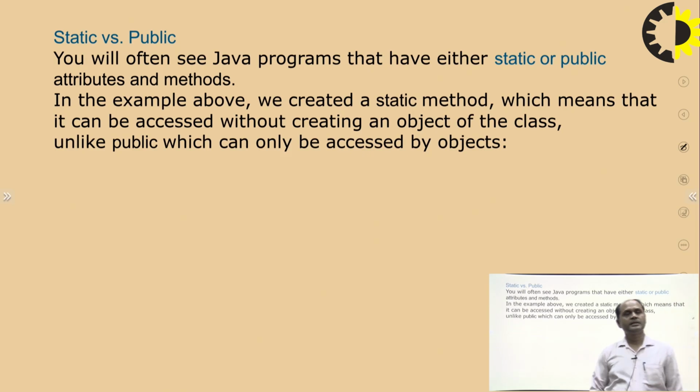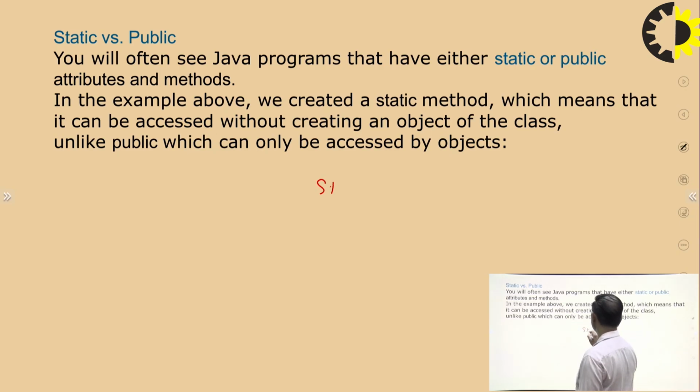Now next is static versus public. What is static? What is public? In Java programming, we have either static or public attributes and methods. We can create a static method, which means that it can be accessed without creating an object of the class, unlike public, which can only be accessed through objects. If we use the static keyword, we do not need to create an object. In public, which can only be accessed by the object, we need to create the object.